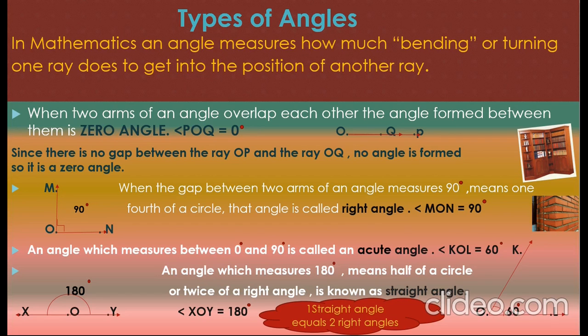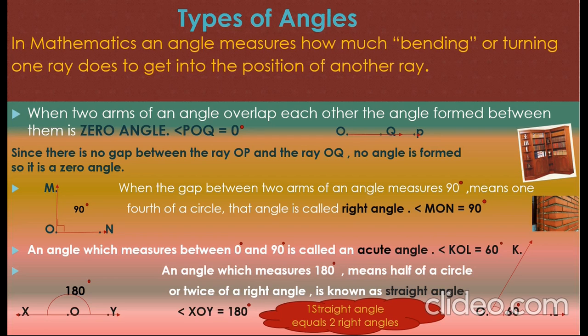In mathematics, an angle measures how much bending or turning one ray does to get into the position of another ray. You can understand it in a simpler way: between two rays, what gap is there? Measuring that gap is the measurement of the angle. Now, on the basis of this measurement only, we have different types of angles.